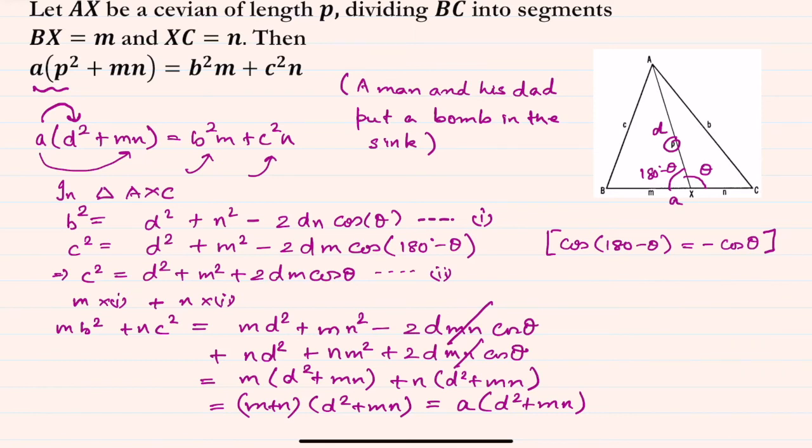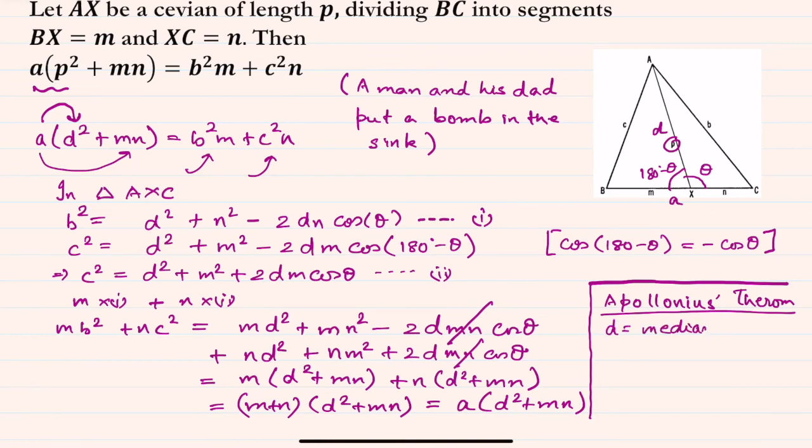Now, as I told you, there is a special case, and that's called Apollonius theorem. How do you spell it? A-P-O-L-L-O-N-I-U-S. In Apollonius theorem's case, the cevian D becomes a median. So D is equal to a median. This means M is equal to N is equal to A by 2. Hence you can write A by 2 times B square plus A by 2 times C square is equal to A times D square plus MN, where MN is A by 2 into A by 2.